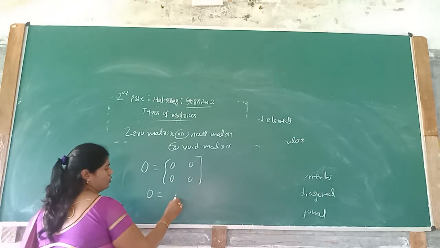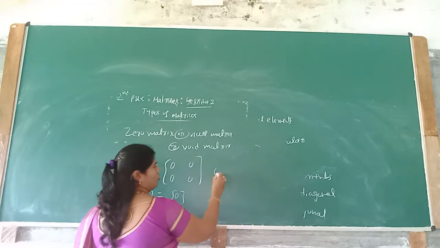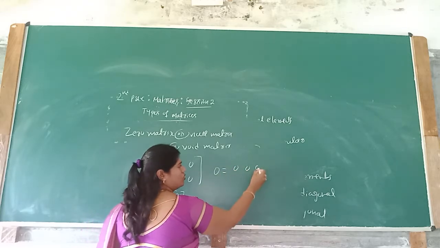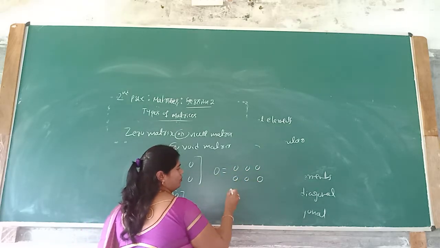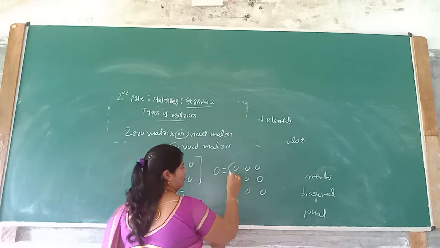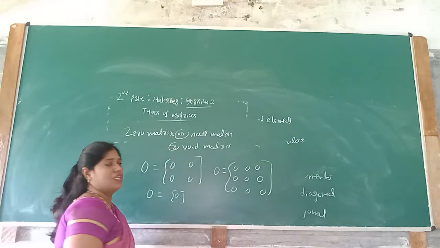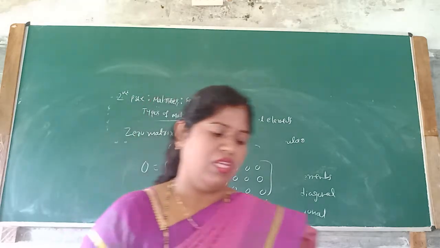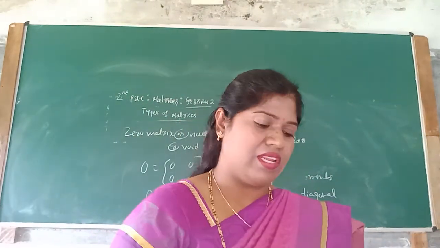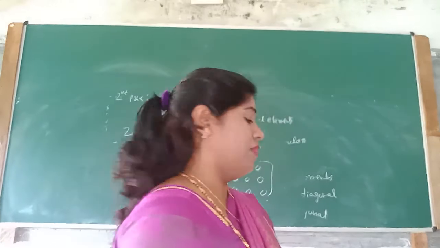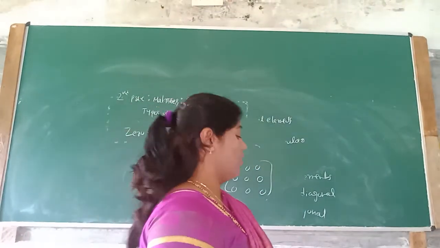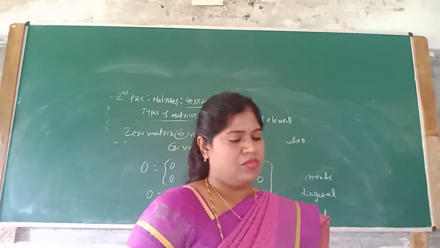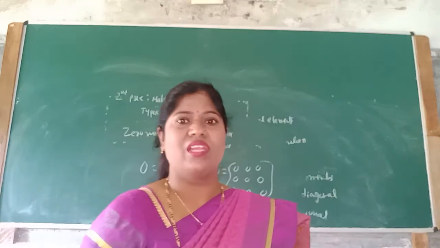0 is equal to 0, 0, 0, 0, 0, 0, 0, 0, 0. So this one is the null matrix because all the elements are zeros. Then it is called a null matrix or void matrix or zero matrix. One example is there. This one is very important.